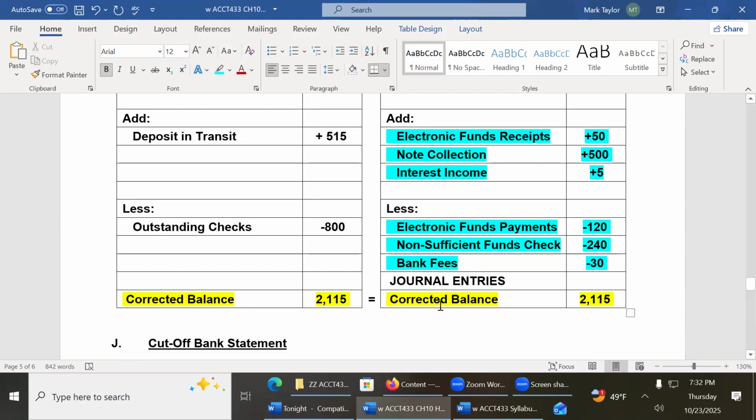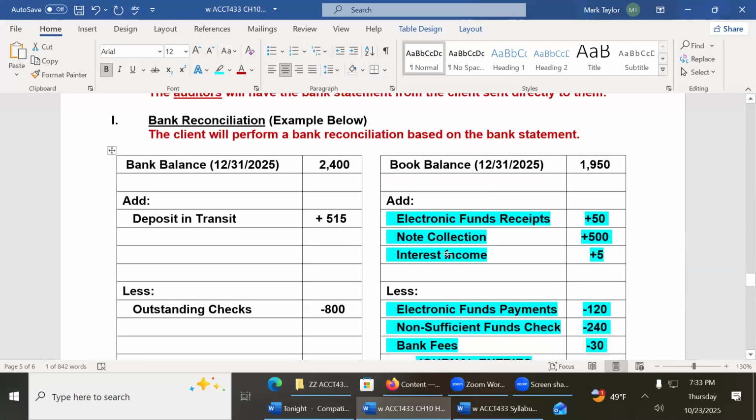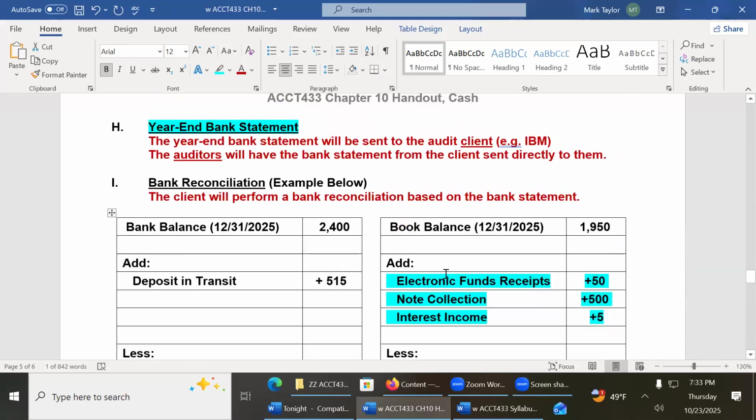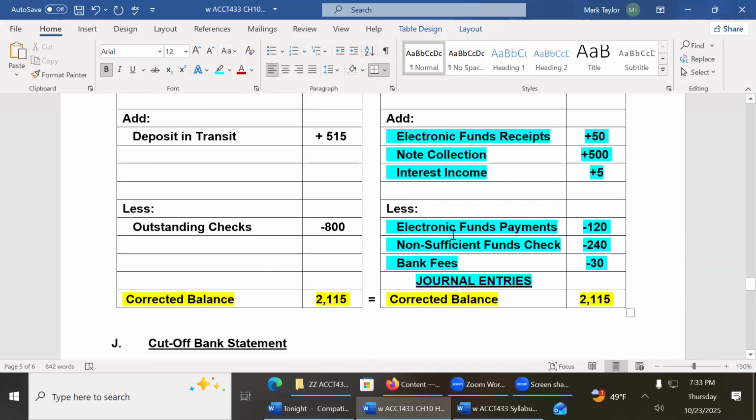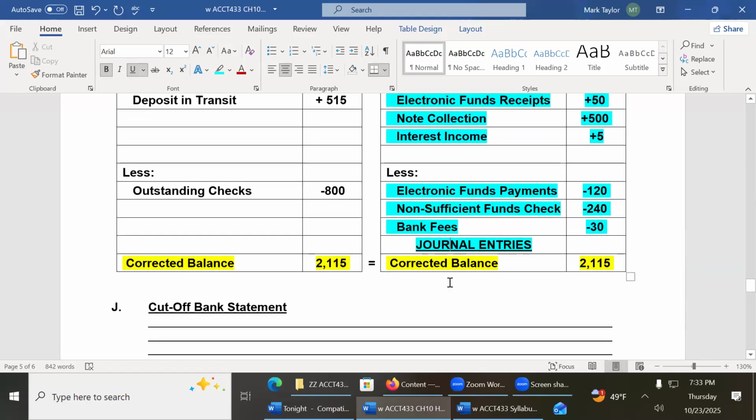This is why accounting does the bank reconciliations, because journal entries will come out of those. So there'll be journal entries made for each one of these so that we can get to this corrected balance at the end. So the bank reconciliation isn't just something we do to make sure everyone's on the up and up. It's also something we do to make sure that our books are correct. So they'll be doing these bank reconciliations.